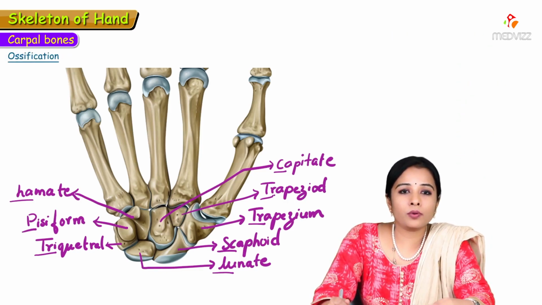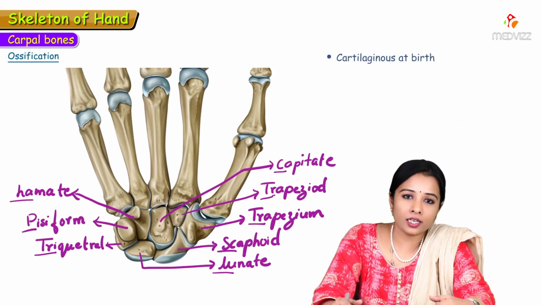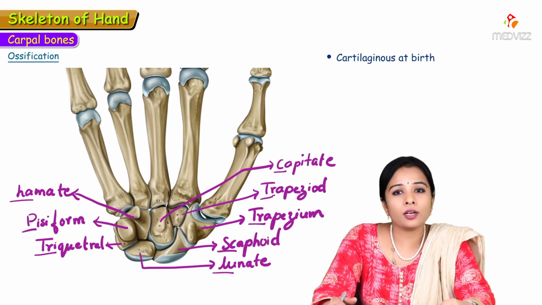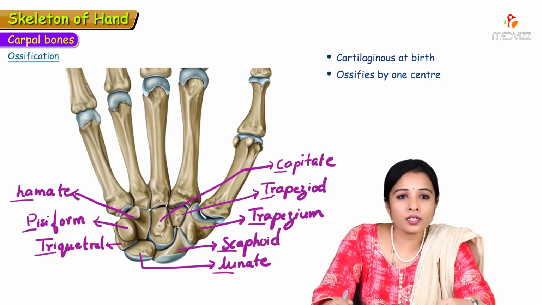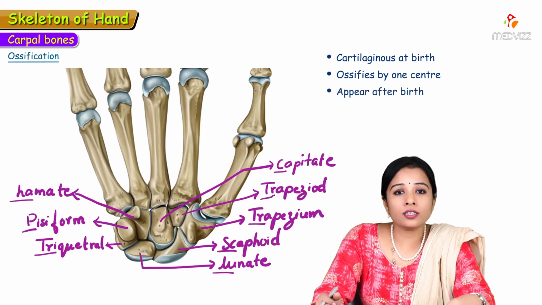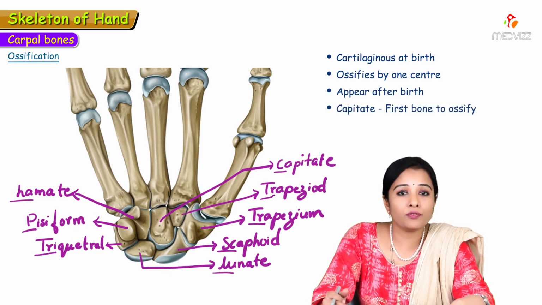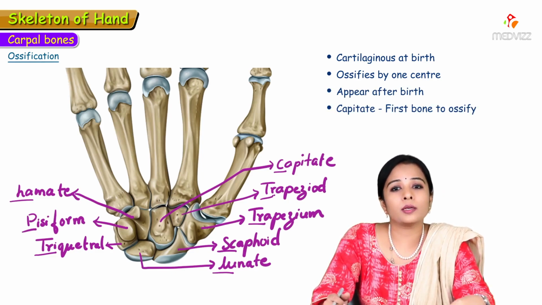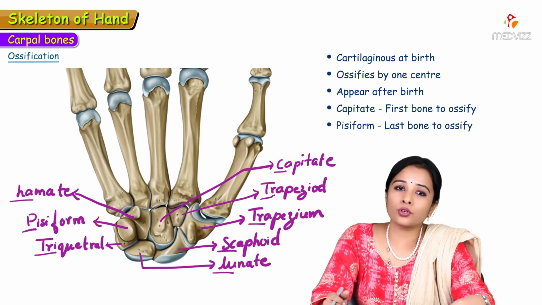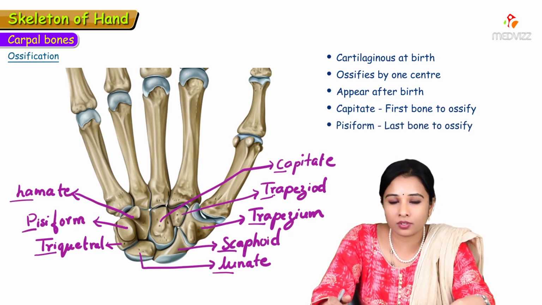Ossification of the carpal bones. All these bones are cartilaginous at birth. Each carpal bone ossifies by one center and all the centers appear after birth. So there are no primary centers for carpal bones. Capitate is the first bone to ossify and the pisiform is the last bone to ossify among the carpal bones.